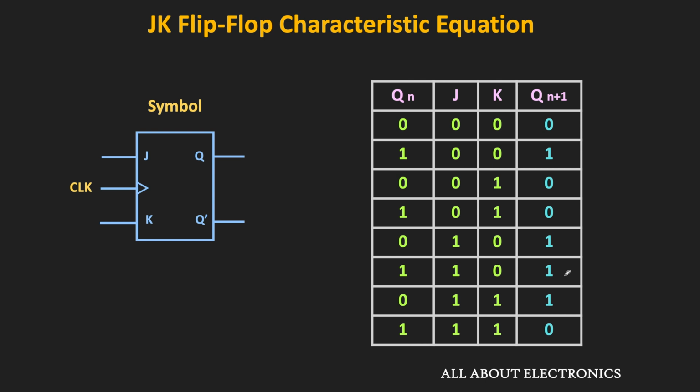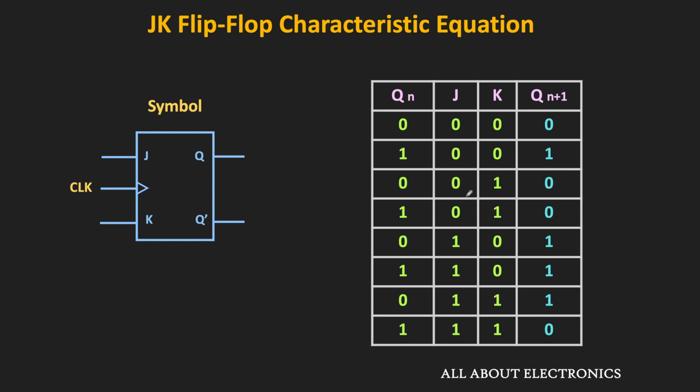And for the three inputs, we have a total of 8 different combinations. As we have seen, when both J and K inputs are 0, the flip-flop will retain its current state. That means if this Qn is 0, then this Qn plus 1 will also remain 0. And if this Qn is 1, then this Qn plus 1 will be 1.